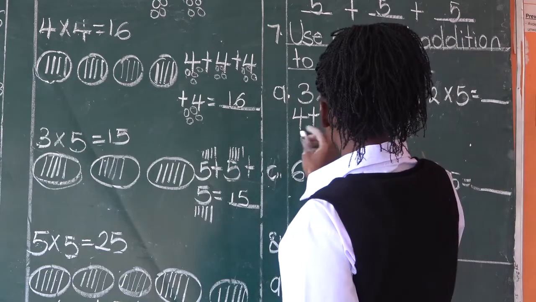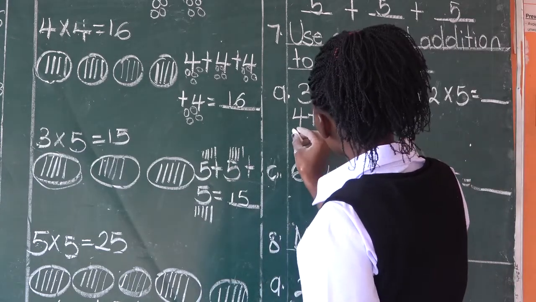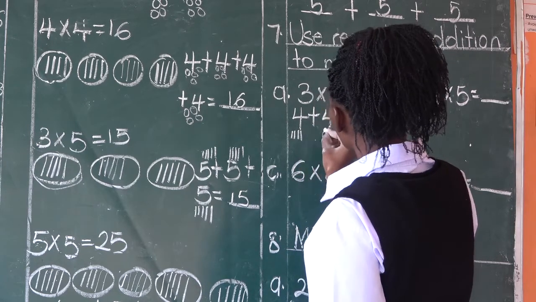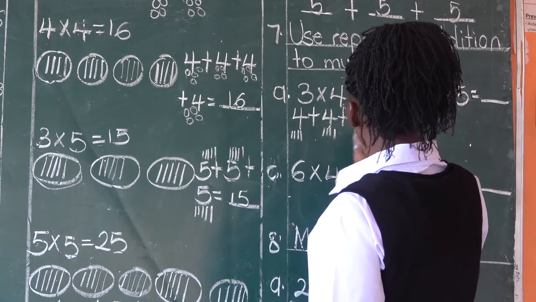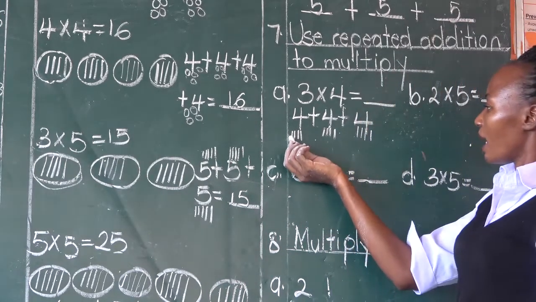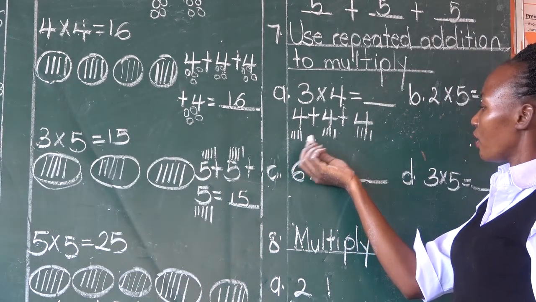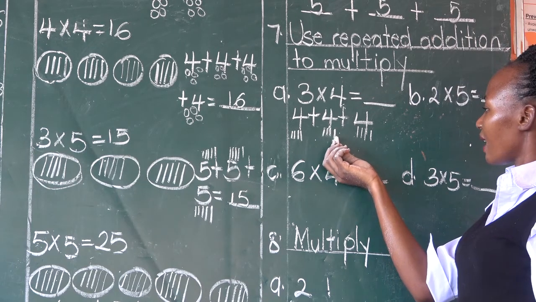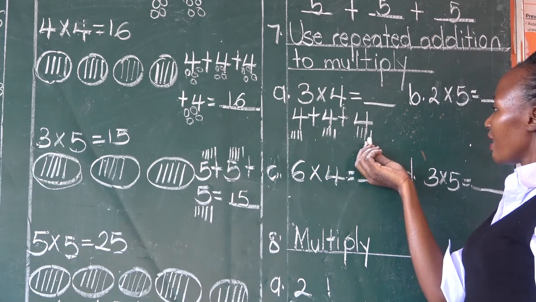Now let's work it out and see the answer which you are going to get. 1, 2, 3, 4. 1, 2, 3, 4. 1, 2, 3, 4. Now let's add them: 1, 2, 3, 4, 5, 6, 7, 8, 9, 10, 11, 12.